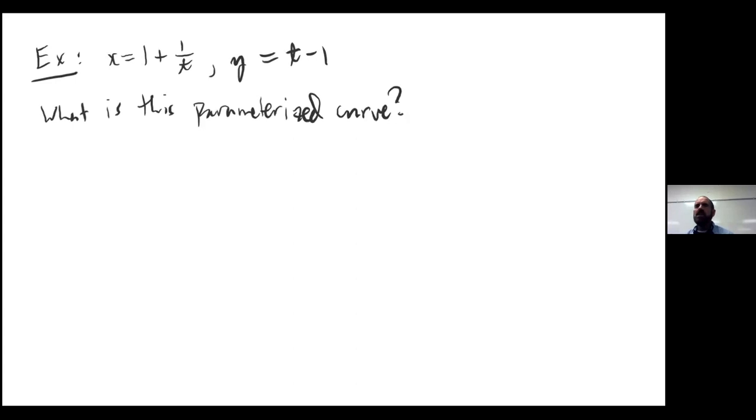Okay. So clearly, since no domain for the parameter was specified, I'm just going to take the biggest domain possible. Okay. So what's the only thing I would not be allowed to plug into this? 0. So we would just say t just can't be 0. Okay. What is this parametrized curve?